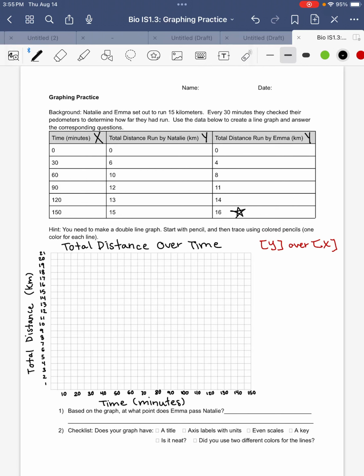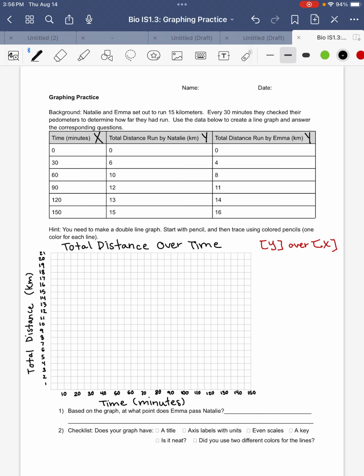Hi everyone, in this video I'm going to go over how to plot a line graph. In the previous video I went over the elements of a graph, so the title, the axis labels, the units, and the scale. So for plotting our line graph, I'm going to plot one line at a time. You can see that this is going to be a double line graph.